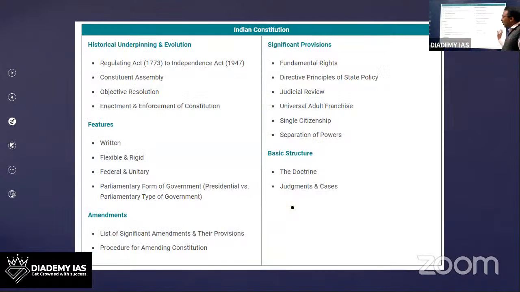Now these are the subtopics. Under each area there are subtopics. For example, under historical underpinning and evolution, we can see objective resolution. Then we can see amendment. In the amendment, again there are multiple subtopics. Significant provisions, we have judicial review, universal adult franchise, single citizenship, separation of power. Under each one of these topics, there can be further questions which can come in the exam, right? So the syllabus is really very vast. The syllabus is not a small syllabus, right?